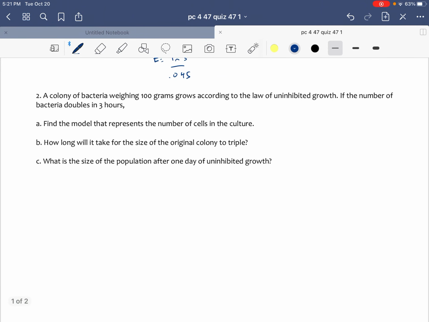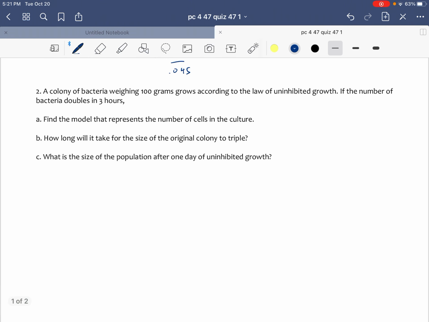A colony weighing 100 grams grows according to the law of uninhibited growth. If the number of bacteria, we've got to figure out a growth model. So A is equal to 100 e to the kt. That gets me started. And it says that the bacteria doubles in 3 hours. So 200 is equal to 100 e to the k times 3. And time is in hours for this problem.